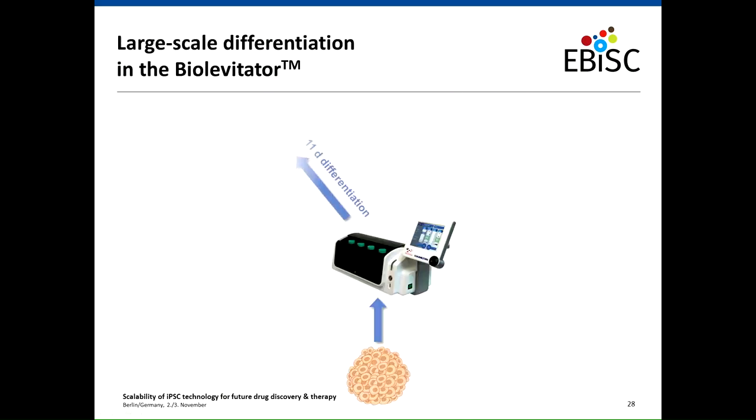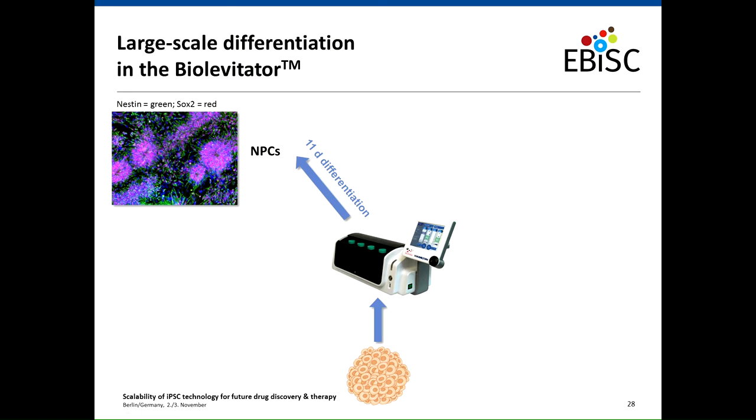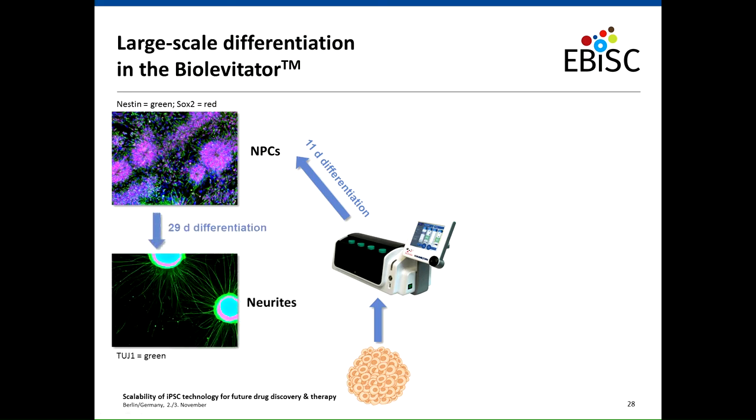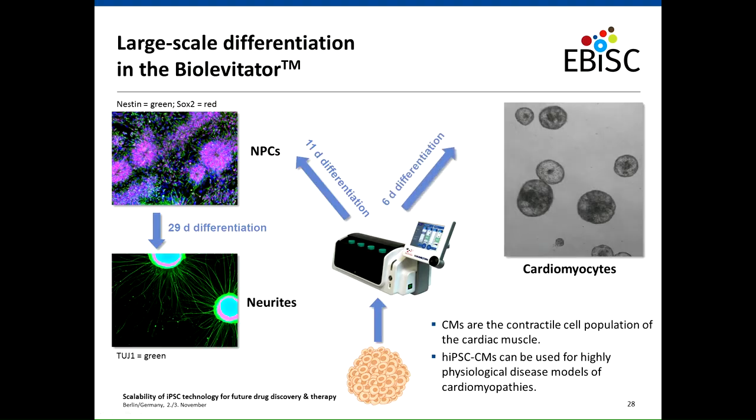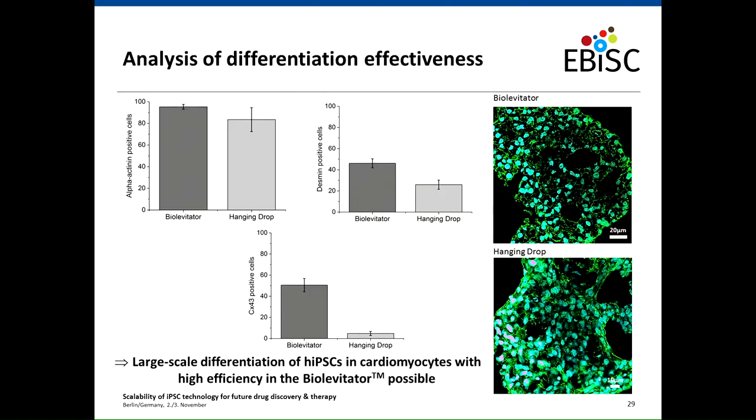For example, we are doing differentiation also in a bioreactor into NPCs, so in the neuronal direction, but also into cardiomyocytes. And the point is that with the biolevitator, we have the possibility to differentiate 50 million cells at once. So the upscaling is quite nice. Comparing to the hanging drop, you can also see that in the biolevitator, connexin is much more expressed than in the standard hanging drop. So it's possible to also make a large-scale differentiation in the bioreactor.